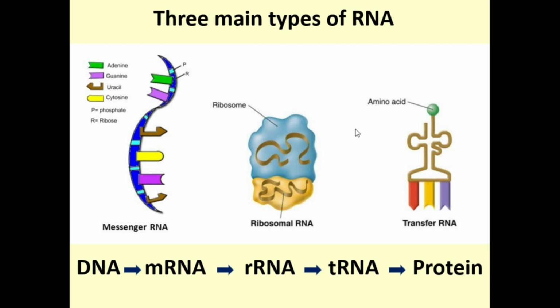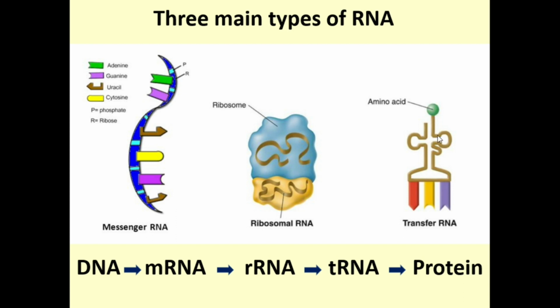And the way that those amino acids are brought in to the ribosome is where we see our third type of RNA, and it's here. It's called tRNA, or transfer RNA. So we can see our section of transfer RNA here, and it's carrying our amino acid.